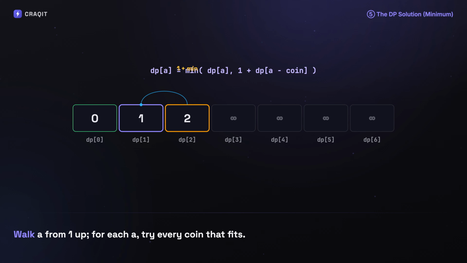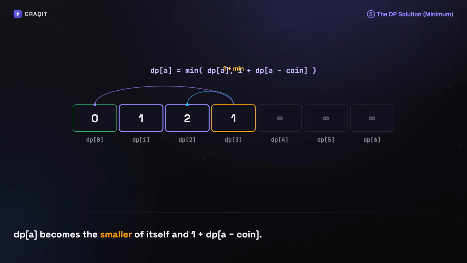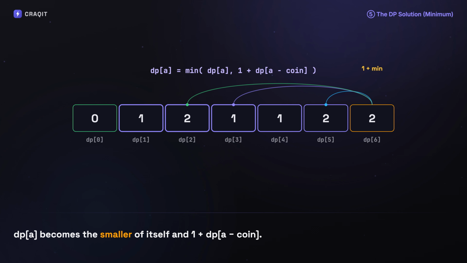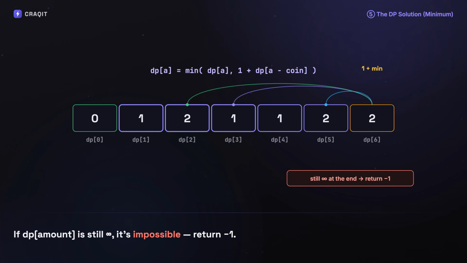If the coin fits, dp of a becomes the smaller of its current value and 1 plus dp of a minus coin. Because we filled all the smaller amounts first, every value we reach back for is already sitting there, solved. When the loop finishes, dp of the amount is the answer, unless it's still infinity, which means impossible, so you return -1.